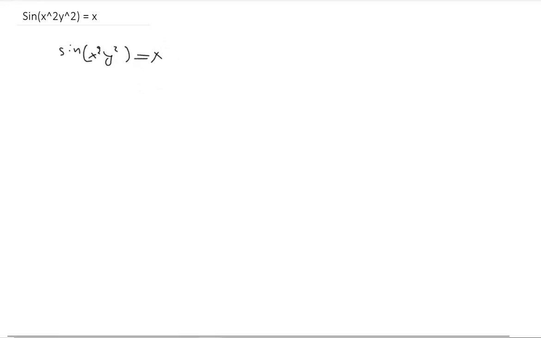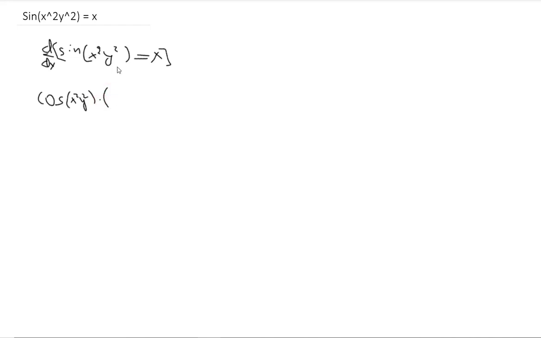So let's go ahead and write in our square brackets here. We're going to take the derivative of this whole thing. Okay, so we're going to have to use a chain rule on this sine of x squared y squared. So first we take the derivative of the outside. The derivative of sine is going to be cosine, and the inside stays the same, x squared y squared. Now we're going to multiply it by the derivative of the inside.